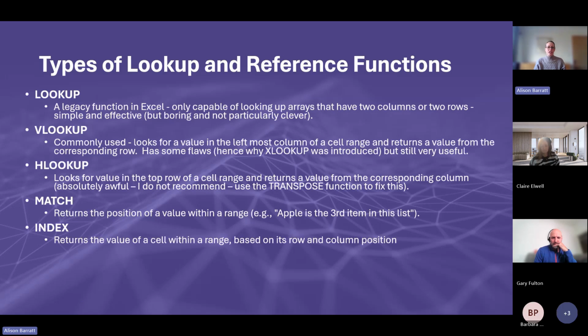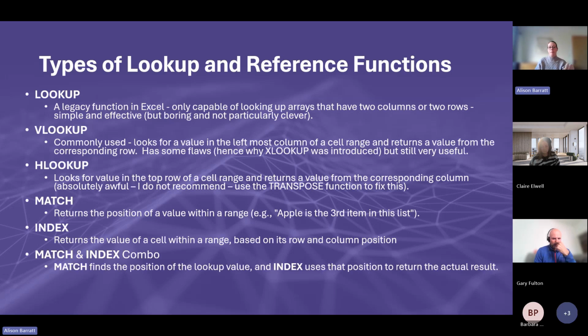Your index function is basically going to use that match function to be able to go, look for the 3rd item in the list. What does it say? So they are a combo in their own right. But your match and your index function for me aren't as clever or as easy to use as an XLOOKUP. So I would use an XLOOKUP before.